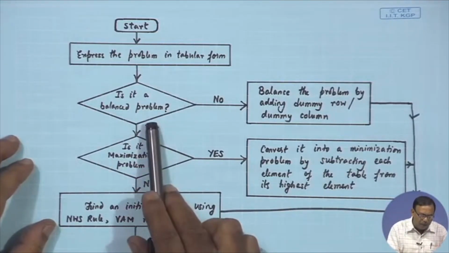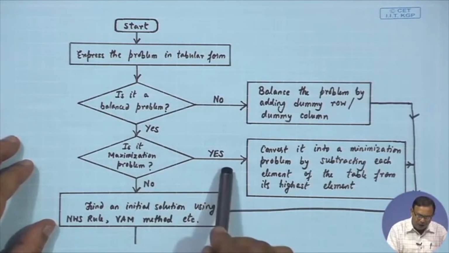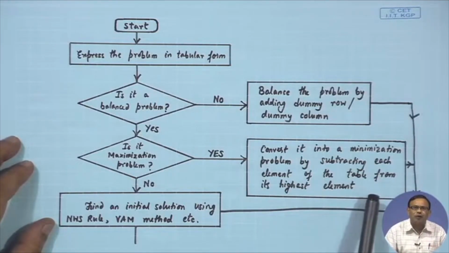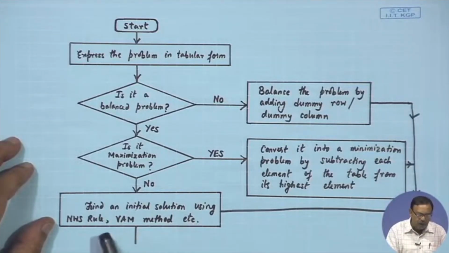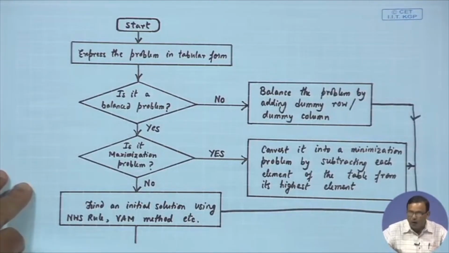Then if the problem is balanced, is it a maximization problem? If yes, then convert it to a minimization problem by subtracting each element of the table from the highest element. If it is minimization, find the initial solution using the northwest corner rule, the VAM method, or whatever method we have discussed earlier. Up to this we have done already.